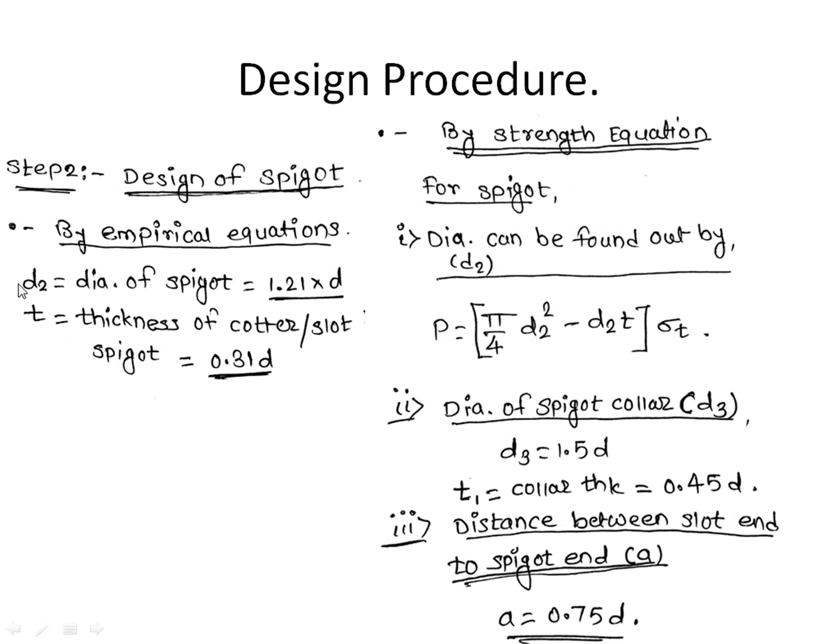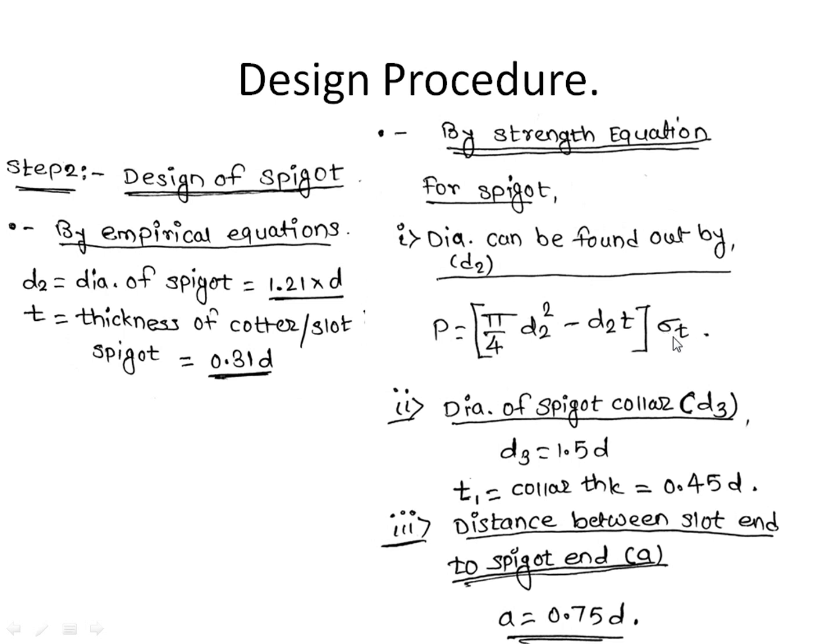If you find the diameter of spigot by empirical equation, then it is recommended that you check the tensile stress induced in the spigot. The tensile stress induced in the spigot can be checked by putting the calculated value of d2 in this equation and putting the value of load acting on the spigot. Then you have to calculate the value of sigma t. This calculated value of sigma t is then compared with the allowable stress which is given in the problem statement. If the value is less, then the design is safe, and if the calculated value is greater, then the design is not safe.